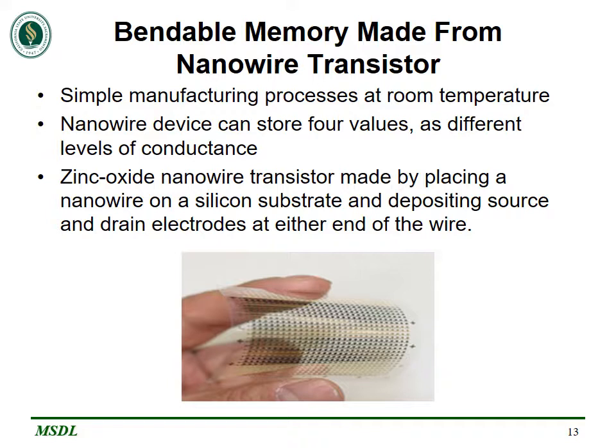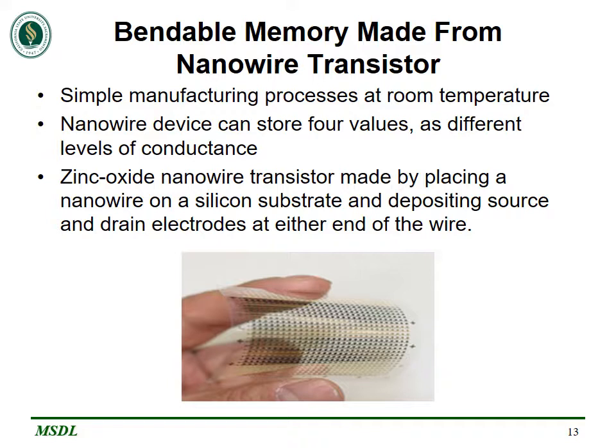Companies are increasing flash memory densities by packing twice the amount of data, storing 2-bit or 4 values in each cell: 00, 01, 10 and 11. This can be done using a nanowire device, which can store 4 values as different levels of conductance.